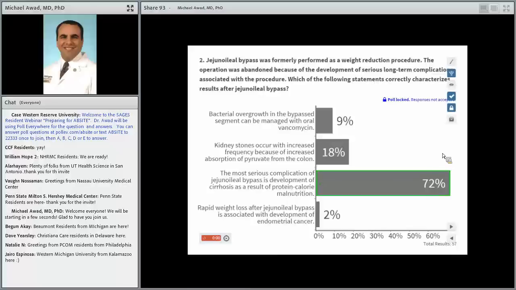Typically, bacterial overgrowth is not managed with vancomycin, but metronidazole. The multiple kidney stones are caused by excessive absorption of oxalate from the colon, where it's normally bound with calcium. And endometrial cancer is not related to bypass.